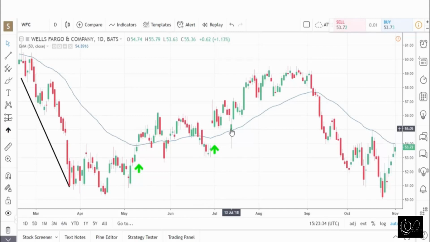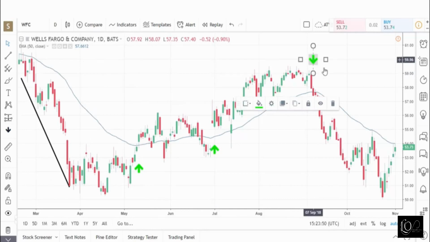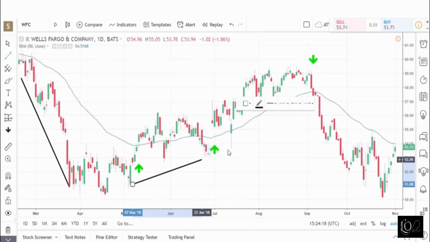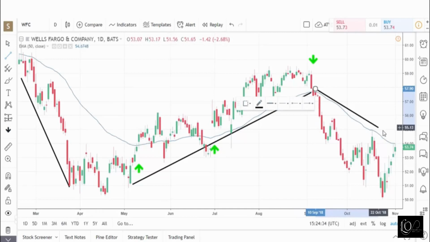Closes above the EMA in July, so we're still above, and we're still long the stock. And we get a move from around the 55 level up to around 59 before the stock gives us a sell signal here in September, and then Wells Fargo moves to the downside. So we can see in the uptrend, the stock is generally above the EMA, and then as the stock crosses to the downside, we get a downtrend in the stock.